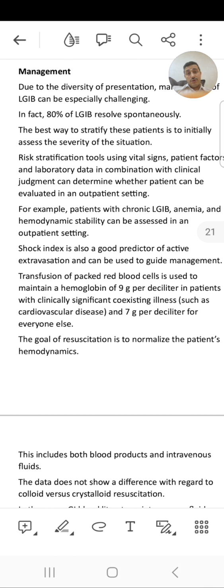We are talking here, by the way, about 9 and 7, and if the patient has multiple comorbidities, we give blood if it is less than 9. We increase the number a little bit. Also, from our general surgery knowledge, we know platelet transfusion is only given if the platelet count is less than 50.